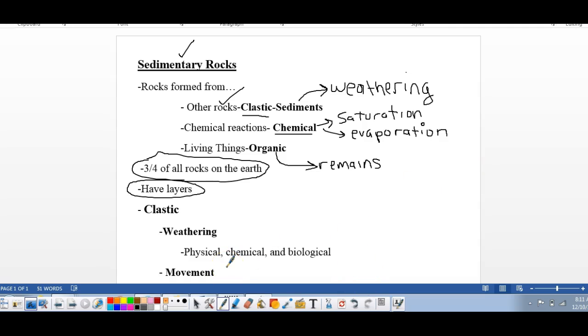And make sure you check out the reading on Actively Learn. They give you some good pictures. And also make sure you do the Sedimentary Rock ID Lab, and that will also give you a good idea as well.